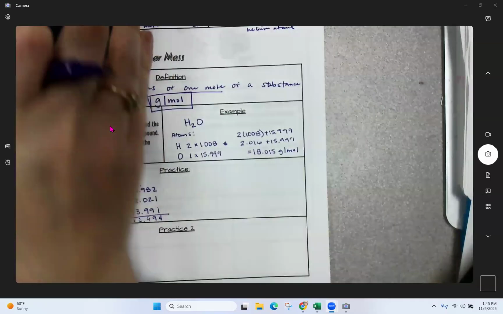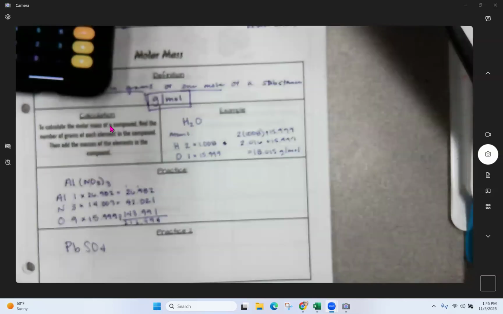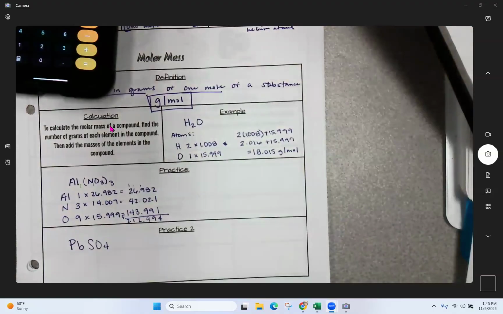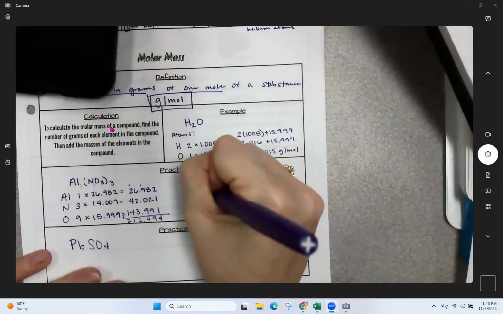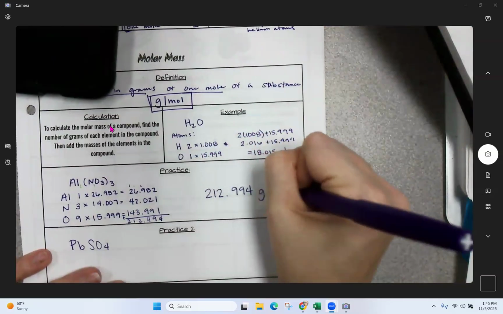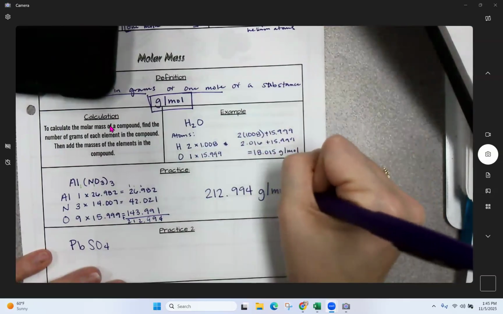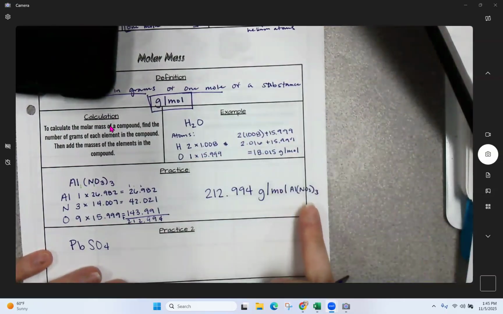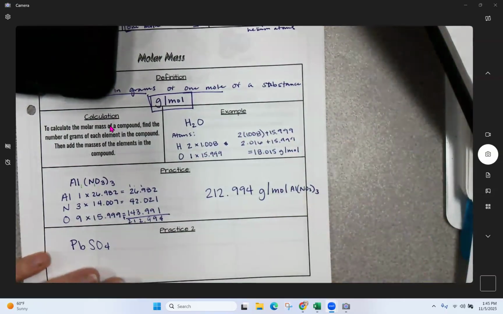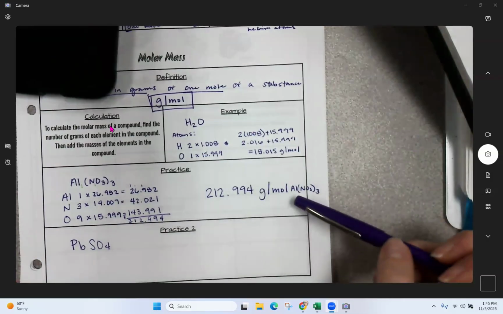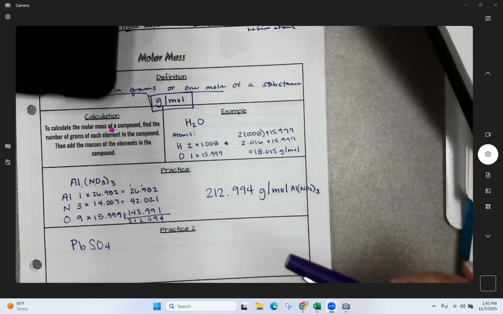So that is example number 1. So our final answer for this one is going to be 212.994 grams per mole of AlNO3. So you have to include the compound in the unit because when we get to our next step, we're going to be eliminating those things. So that is our first practice.